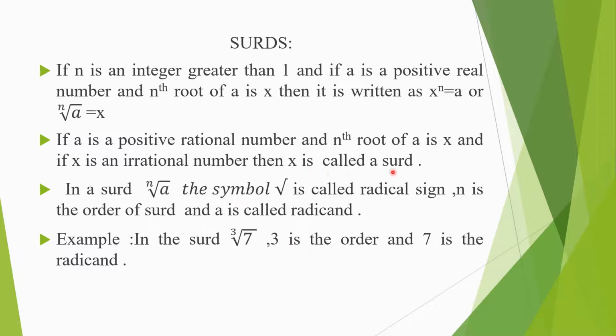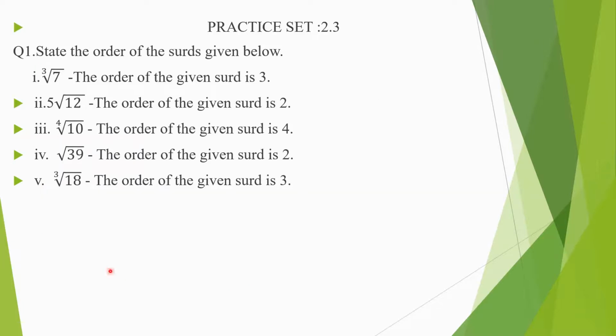In a surd, nth root of a, the symbol root is called the radical sign, n is the order of the surd, and a is called the radicand. In the surd cube root of 7, 3 is the order and 7 is the radicand. Let us do practice set 2.3. Question number 1. State the order of surds given below. Cube root of 7. The order of the given surd is 3.